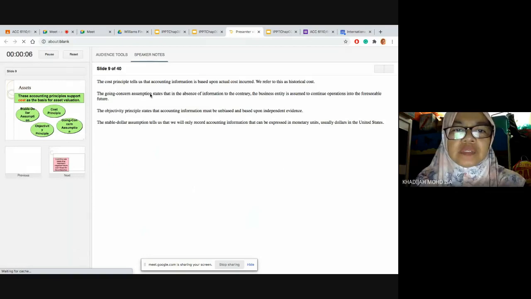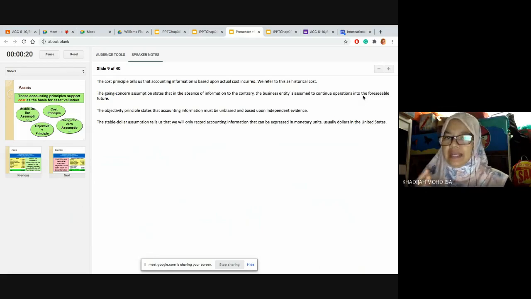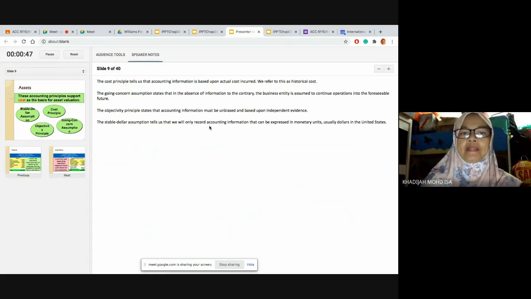The going concern assumption says that in the absence of information, the business is assumed to continue operation into the foreseeable future. So in order to recognize an asset in your company, we must always assume that the business will continue. If the company is already in trouble that will affect its continuation of operation, we say the company is not a going concern, and is going into liquidation. Objectivity means unbiased. Then stable dollar.